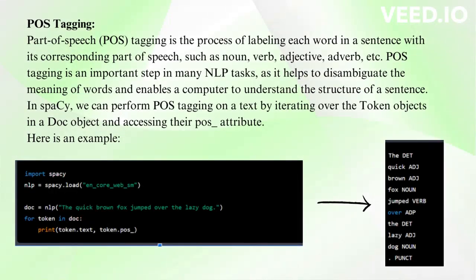POS tagging. Part of speech tagging is the process of labeling each word in a sentence with its corresponding part of speech, such as noun, verb, adjective, adverb, etc. POS tagging is an important step in many NLP tasks and it helps to disambiguate the meaning of words and enables a computer to understand the structure of a sentence. In spaCy, we can perform POS tagging on a text by iterating over the token objects in a doc object and accessing their POS attribute.